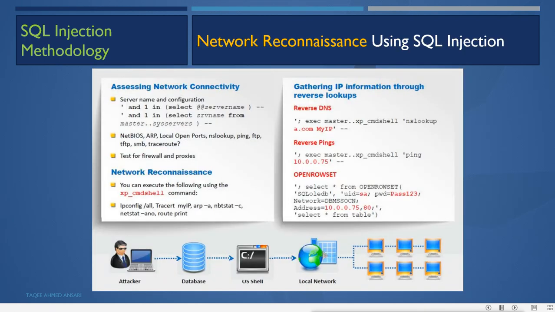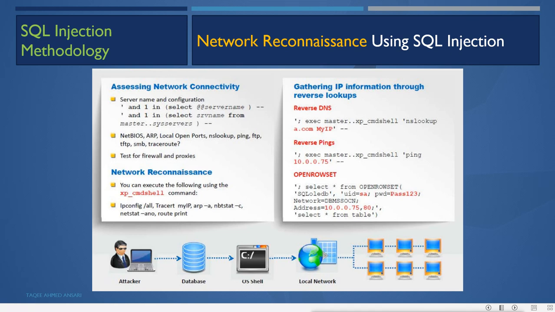Then the attacker can do network reconnaissance by using SQL injection also, accessing network connectivity, server name and configuration. The attacker can run a query to get the server name and configurations, like select @@servername or select srvname from master.sys.servers. NetBIOS, ARP, local, open ports, NSLOOKUP, ping, FTP, TFTP, SMB, traceroute, whatever. Test for firewalls and proxies also.